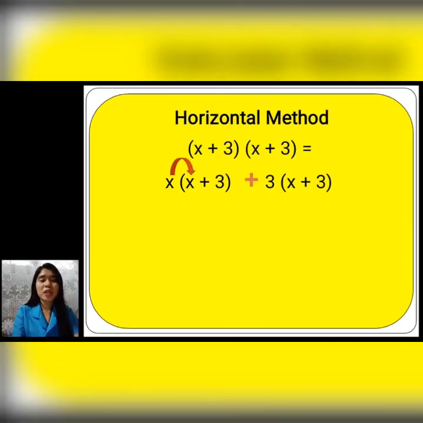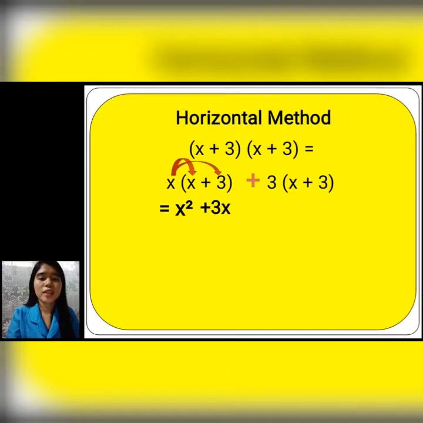So again, we are going to use the distributive method in this kind of equation. So first, we will multiply x to x, and it gives us x squared. Then next, we multiply x to positive 3, which gives us positive 3x. After that, let's proceed to the next equation. So again, we will use the distributive method. So 3 times x is equal to positive 3x. Then next, we have 3 times 3 is equal to positive 9.